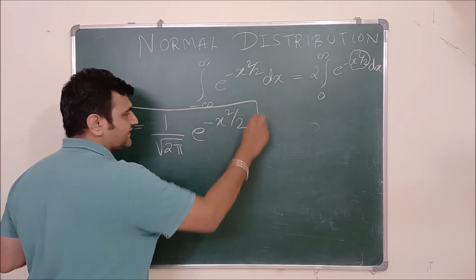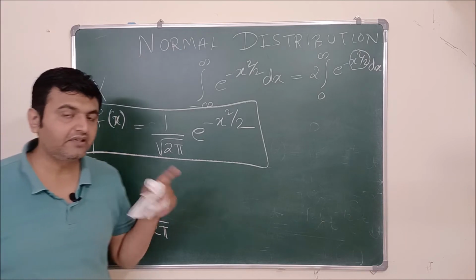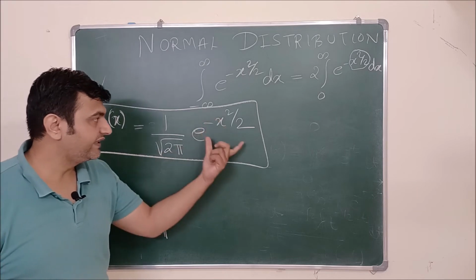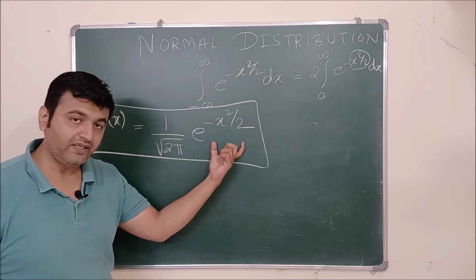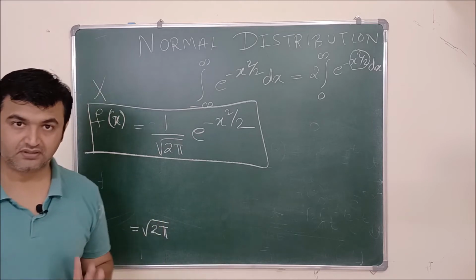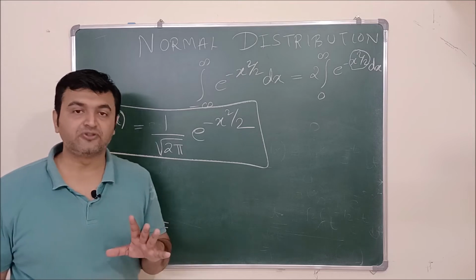So when you take this as your PDF, it will act as a PDF. Because when you integrate, this is a constant. Integration of this is square root of 2 pi. Square root 2 pi gets cancelled. You get 1 as an answer. So that's why this 1 upon square root of 2 pi comes into picture.